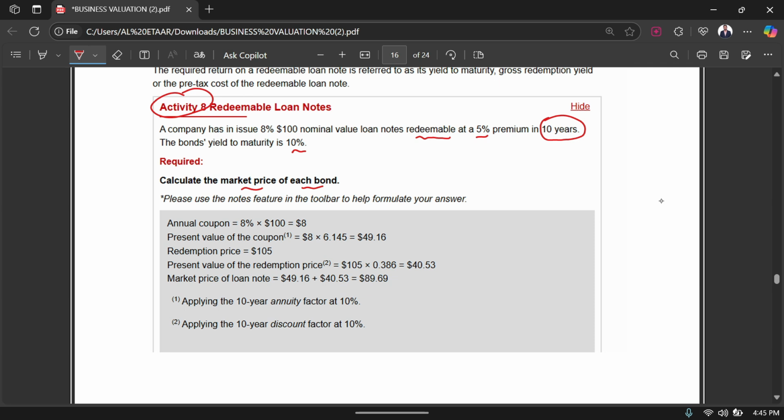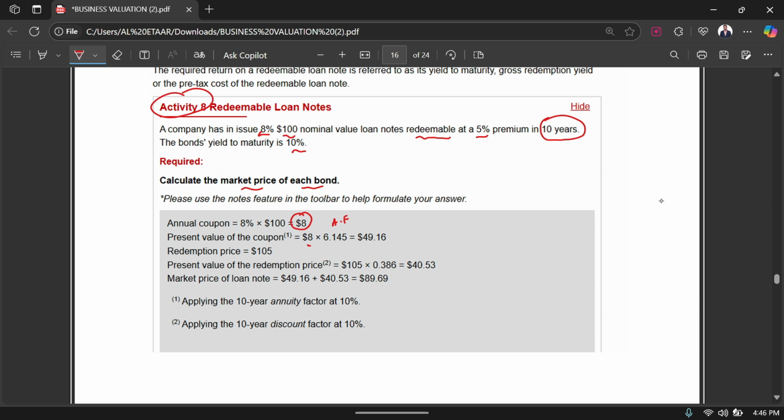So the first thing that we do is calculate our annual coupon, and you know that you always take the percentage and multiply it by the nominal value to get your interest, right? So you got your interest as $8. Now, as you know, this $8 interest is going to be constant, so you're going to multiply this $8 with the annuity factor, because it's going to be constant for the 10 years. So $8, $8, $8 for the next 10 years, it's going to be constant, right? So that's exactly what we are going to do.